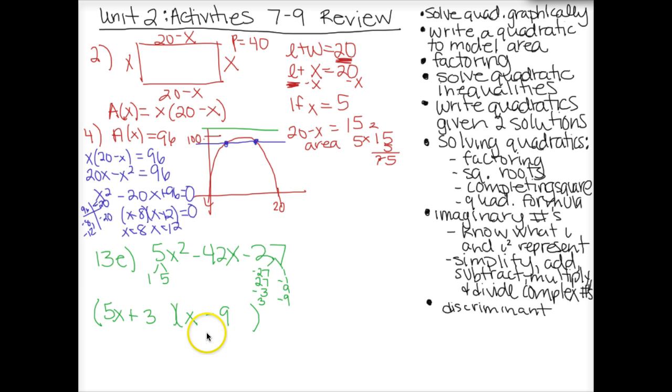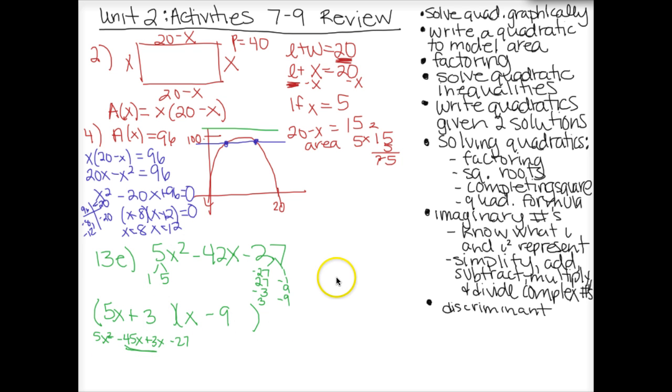And then when we're guessing and checking, you FOIL it back out to see if it works. So first, 5x times x is 5x squared. Outsides, 5x times negative 9 is negative 45x. Then insides give me a plus 3x. Lasts give me negative 27. My inner and outers here give me a negative 42. Is that what I wanted? Indeed it is. So first try is our winner. This is the correct factorization.